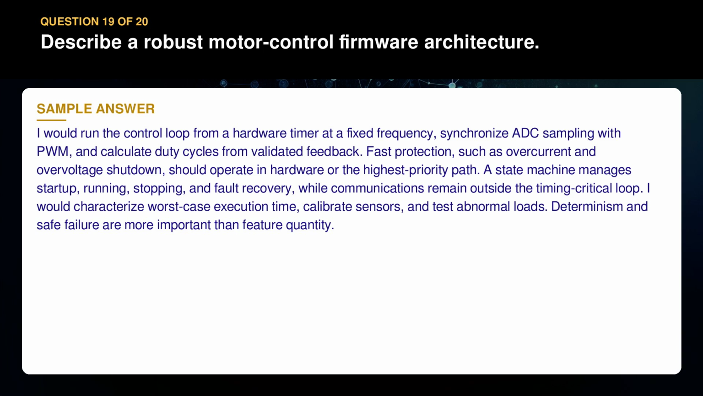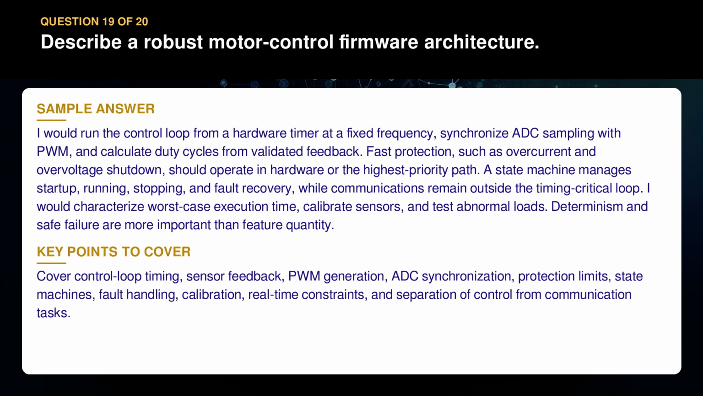A state machine manages startup, running, stopping, and fault recovery, while communications remain outside the timing critical loop. I would characterize worst-case execution time, calibrate sensors, and test abnormal loads. Determinism and safe failure are more important than feature quantity. Cover control loop timing, sensor feedback, PWM generation, ADC synchronization, protection limits, state machines, fault handling, calibration, real-time constraints, and separation of control from communication tasks.